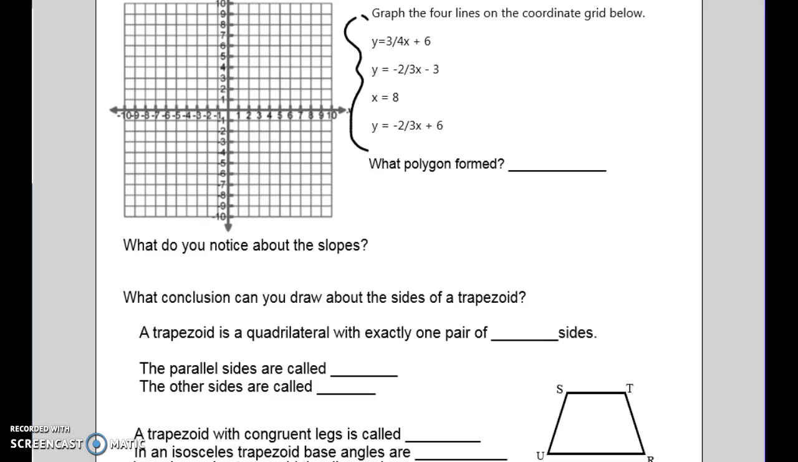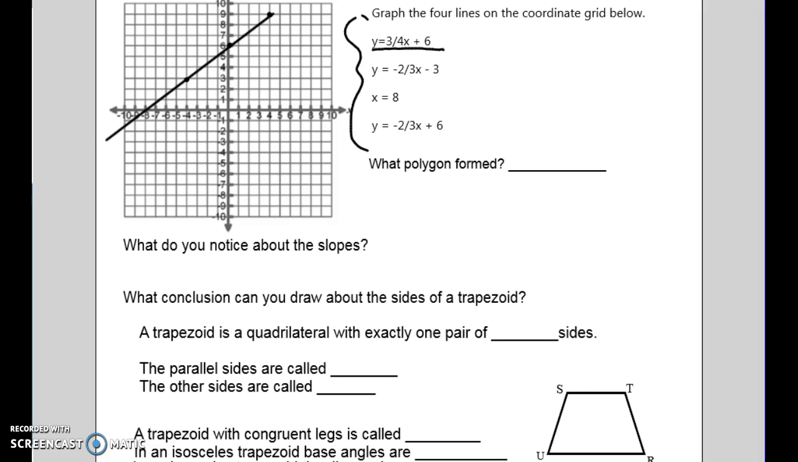Okay, so the first thing I want you to do is to graph those 4 lines. So on this first one, where would I start? At 6, and now I go where? Up 3 and over 4. Or I could go down 3 and over 4. So then I have this line right here.